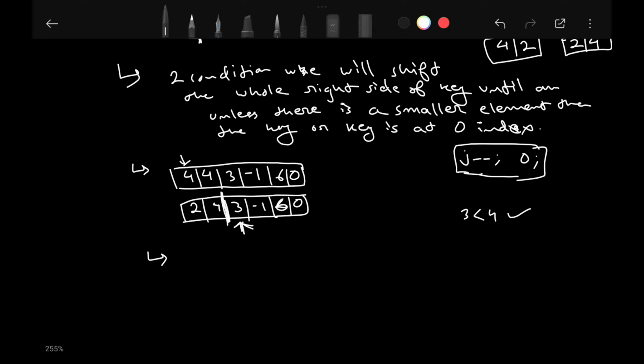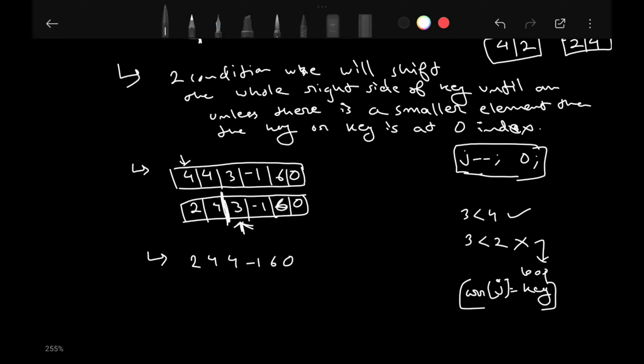So again, we need to perform the right shift until we find an element that is smaller than 3. First we perform the right shift, so 4 will be right shifted. Again, we compare with 2. Is 3 smaller than 2? No, the condition is false. Once the condition is false, the loop will be stopped, and at that particular index of j, our key will be placed.